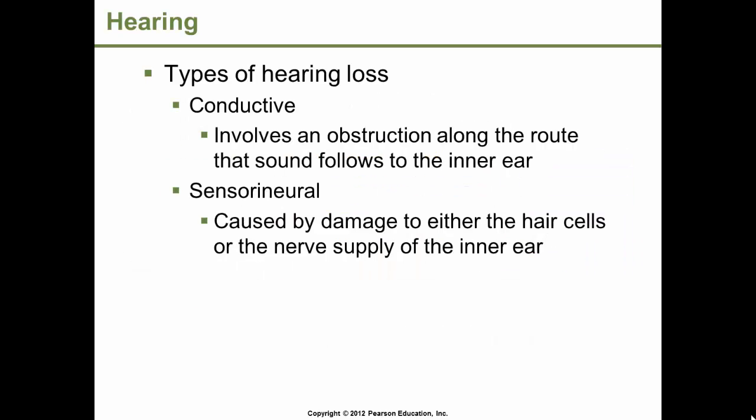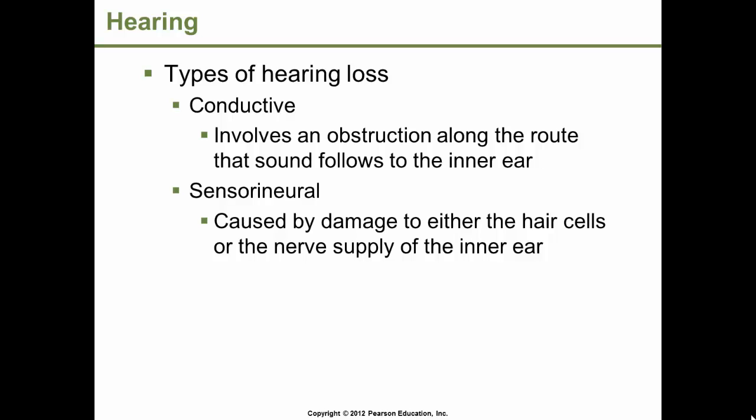The types of hearing loss are conductive or sensorineural. Conductive involves some type of obstruction along the route that sound follows to the inner ear. It could be wax or other foreign material, thickening of the eardrum, or fusion of bones in the middle ear, but that could be corrected with surgery.